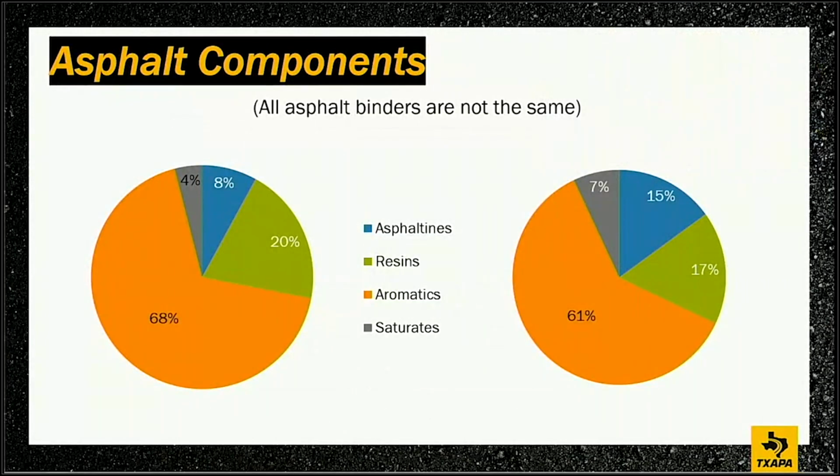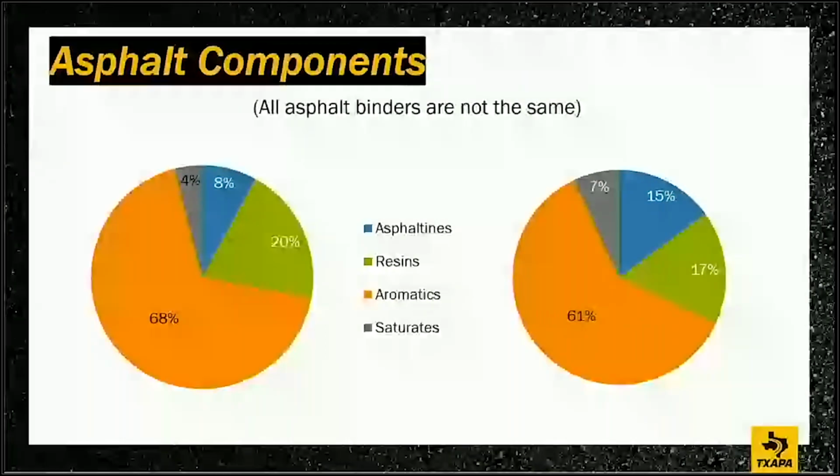What's really good to know here is that not all asphalt components are the same. Both of these diagrams do meet a PG 64-22, and we'll get into what that means in a second, but they both meet the requirements. If you look at them, the one on the left has 68% aromatics, and the other one has 61%. The one on the left also has 20% resin, and the one on the right has 17%. Yeah, Jim? You know, that's just because of where the crude oil came from. That's exactly right.